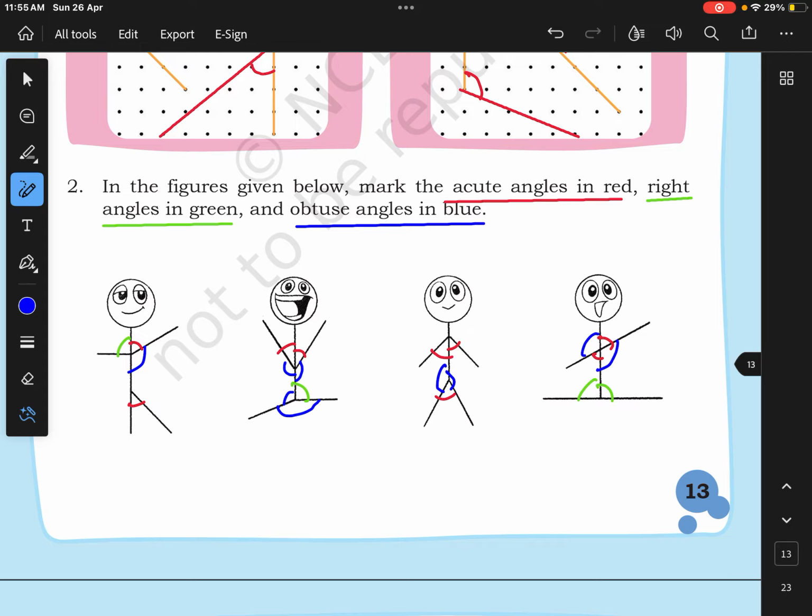Okay. So as you told, see, I have told you that if there is a right angle, what is the color, green, I have taken.